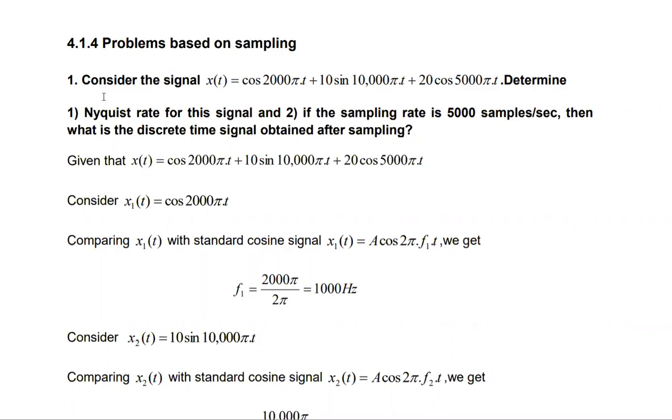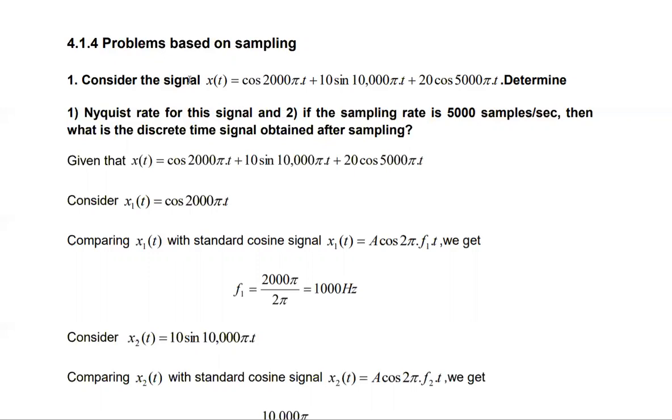So you see the question: consider the signal x of t equal to cos 2000 pi t plus 10 sin 10,000 pi t plus 20 cos 500 pi t. Determine: the first question is the Nyquist rate for the signal. Second, if the sampling rate is 5000 samples per second, then what is the discrete time signal obtained after sampling? Similar to this problem, we solved one problem in the previous video.